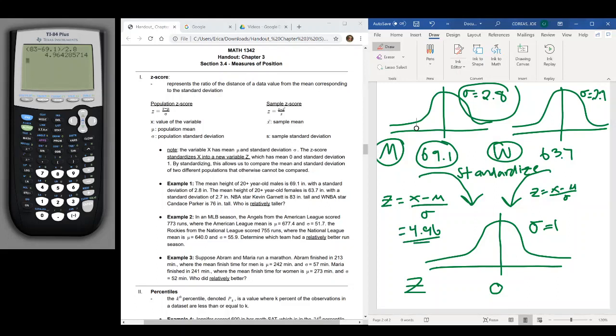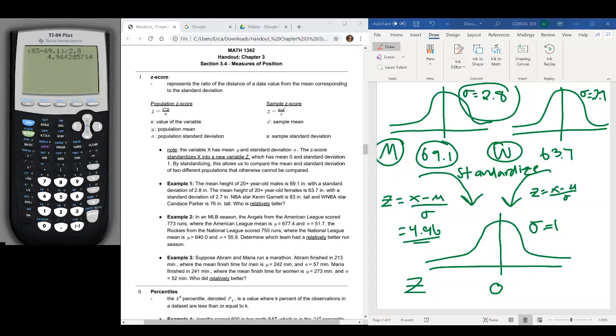We'll do the same thing for the female population. We need to take the female parameter and individual value of interest and apply the same formula. So Candace Parker, let's see how tall she is. Candace Parker is 76 inches tall, so that's X. So we do 76 minus the population mean for the women, 63.7, and then we divide by the spread, 2.7, and we'll get a number. Let's call it 4.56. Now, we still haven't answered the question, who is relatively taller, but at least now we have something to compare. We have 4.96 and we have 4.56.